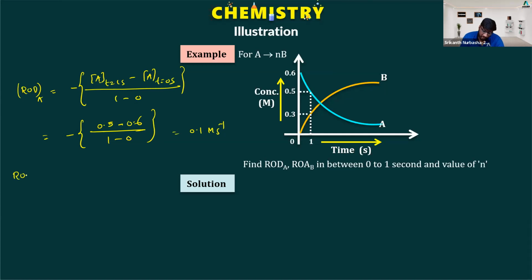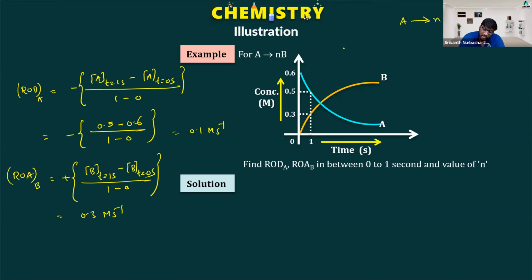Rate of appearance of B is how much? Plus concentration of B at time t equal to 1 second minus concentration of B at time t equal to 0 seconds, divided by 1 minus 0. Concentration of B at t equal to 1 second is 0.3, and at 0 it is 0. 0.3 minus 0 is 0.3, divided by 1: 0.3 molar second inverse. And we know A gives rise to nB is the reaction.